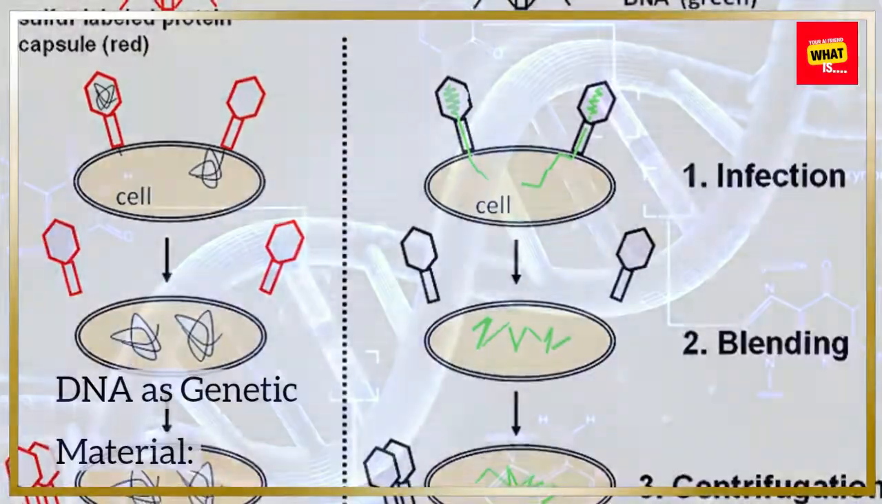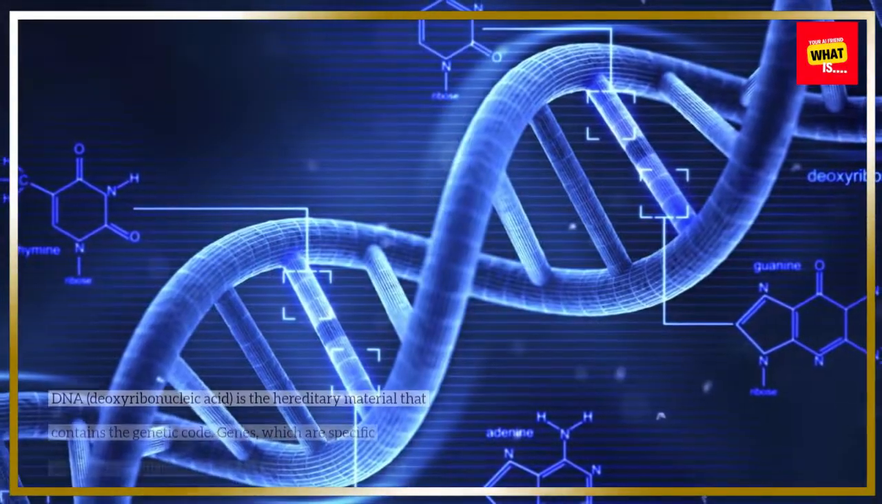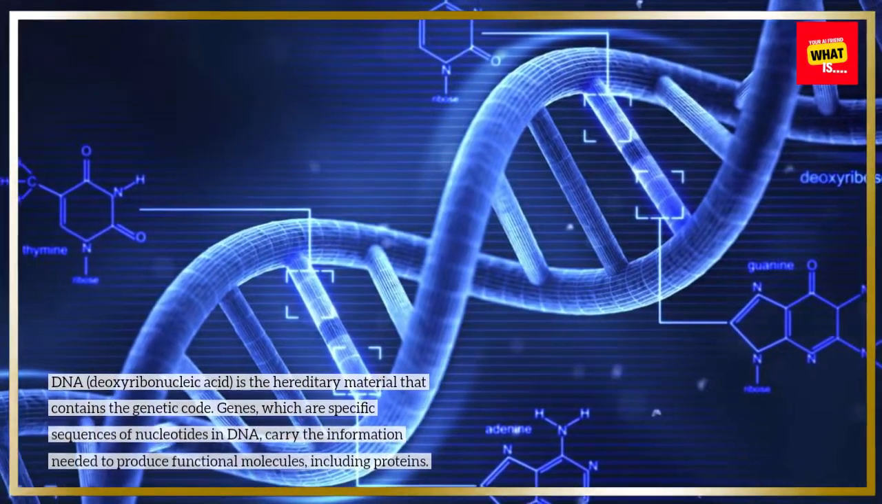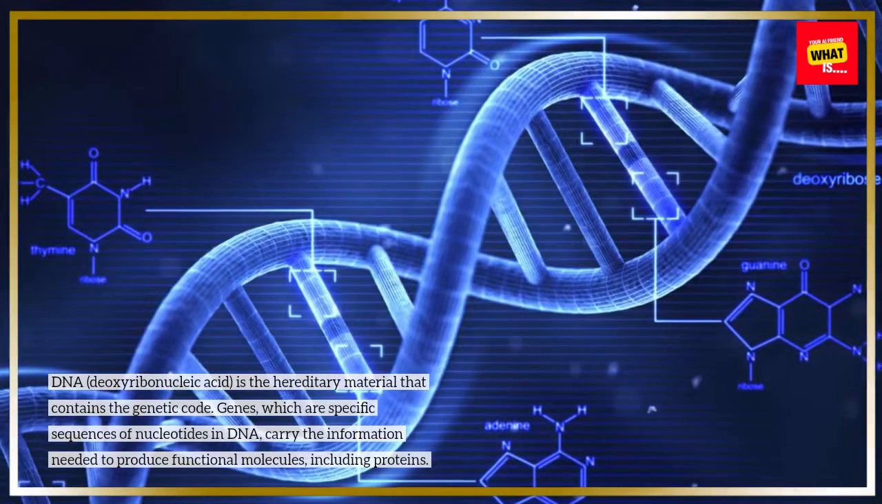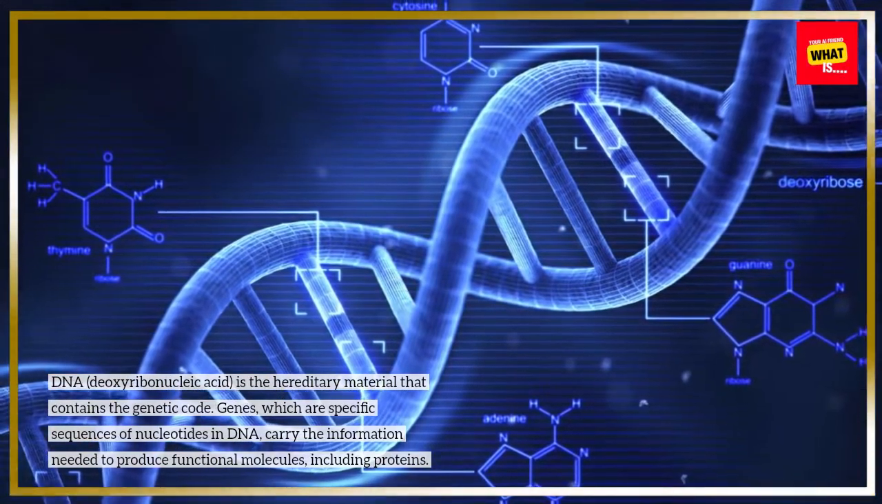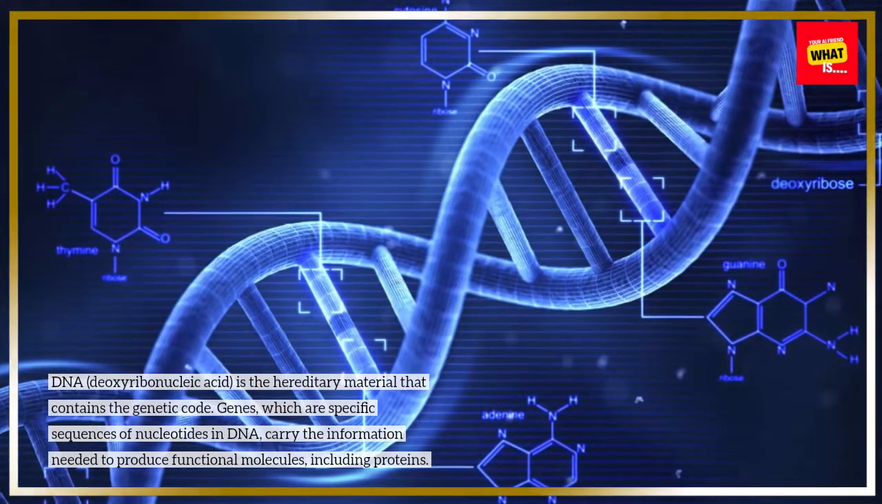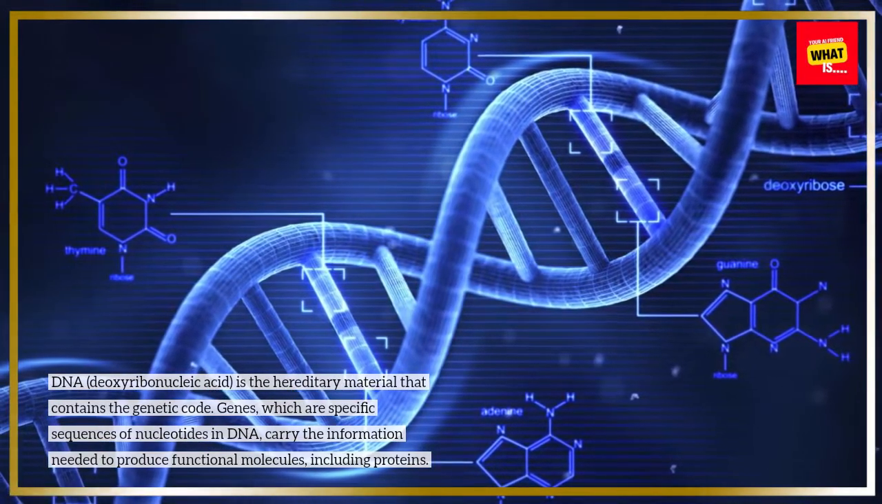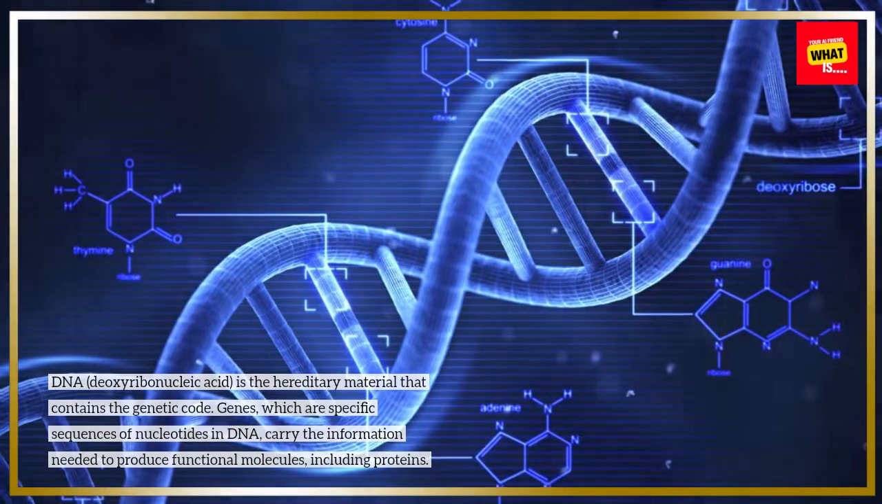DNA as genetic material. DNA, deoxyribonucleic acid, is the hereditary material that contains the genetic code. Genes, which are specific sequences of nucleotides in DNA, carry the information needed to produce functional molecules, including proteins.